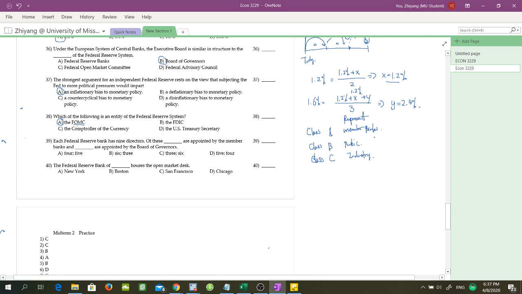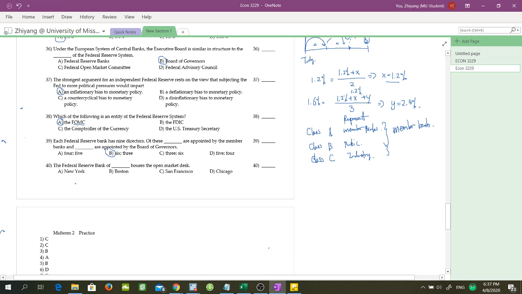Sorry for my handwriting, but you're hearing my voice, so it should be fine. And who elects all of them? Basically, Class A and Class B directors are elected by the member banks. And the people who represent local industries are appointed by the Board of Governors. So the structure is 6-3.